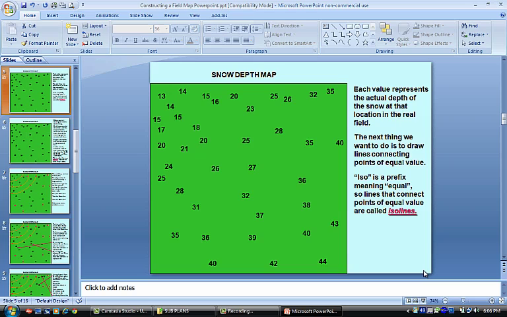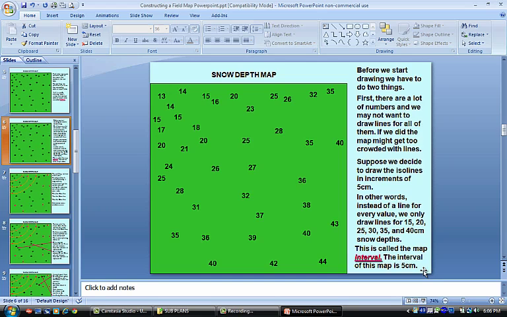The next thing we need to do is to draw lines connecting points of equal value. Okay, so in this case, we are going to be using isolines. Iso is a prefix meaning equal, so lines that connect equal value are called isolines. Later we're going to be discussing isotherms, where therms means temperature, so those are lines of constant temperature.